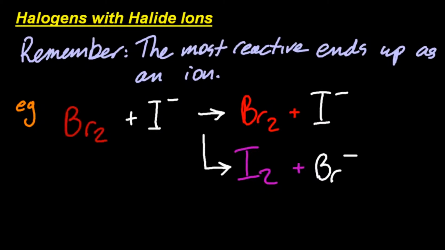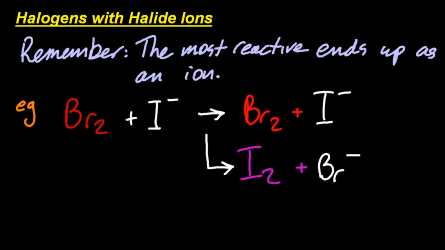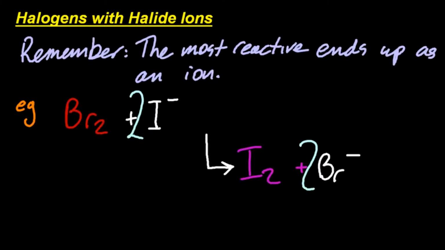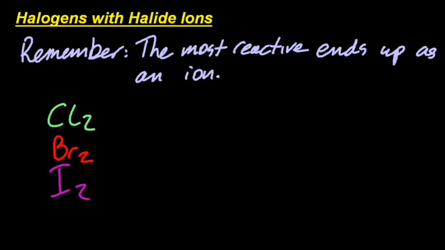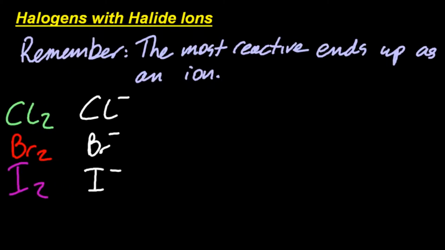Now, how do I know which of these is true? The most reactive ends up as an ion. Bromine's more reactive than iodine, and so in the bottom equation, bromine has ended up as an ion. Bromine's the most reactive. It's higher in the halogens. Now let's balance that out. You do need to know the colours. Bromine is brown, we saw that, but chlorine's green and iodine's purple. And that the ions, the halide ions, are all colourless. Not white, colourless. But I can't draw in colourless because you couldn't see it.